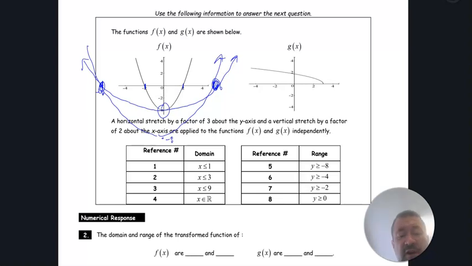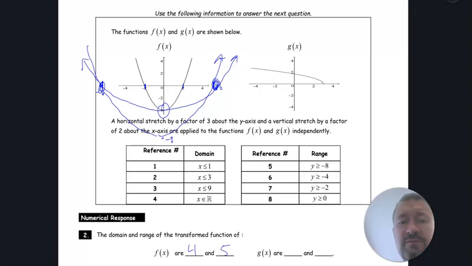So really what's happened here is our domain hasn't changed. It's still all reals. Okay, and so the domain and range of the function here: for the domain, it's still going to be all reals, but the range is going to be greater than or equal to -8.